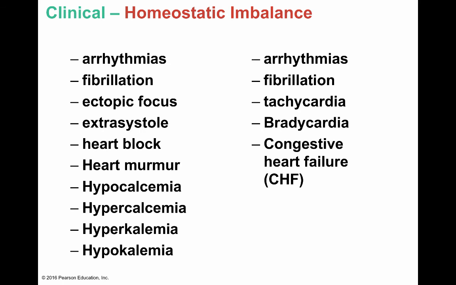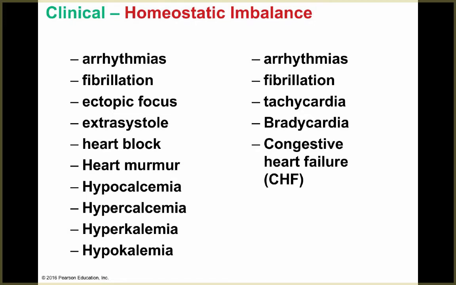And so let's talk about all of these different types of homeostatic imbalances really quick. So arrhythmias are irregular heart rhythms. Fibrillations are rapid, irregular contractions.